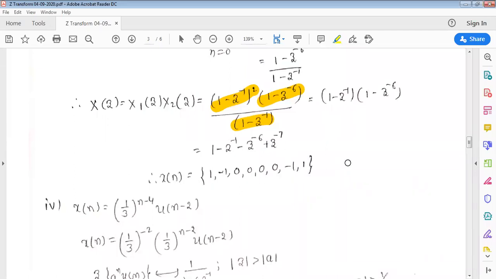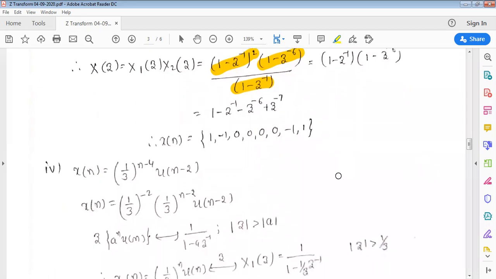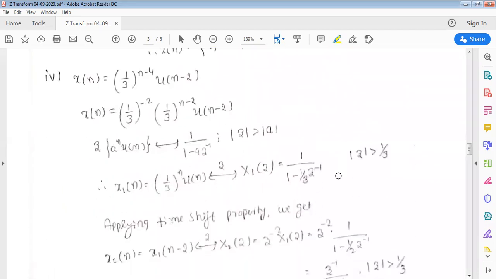That solves your convolution. So it is quite easy to perform convolution in the z domain. Instead of performing laborious convolution in the time domain, what we have seen in module 2, it's quite easy to perform convolution in the z domain. Okay, now I'll go to the next problem.